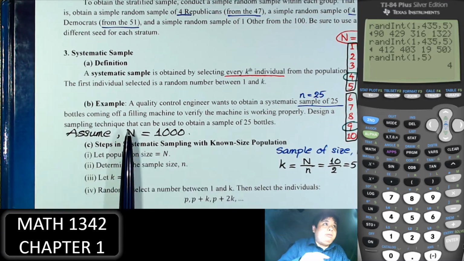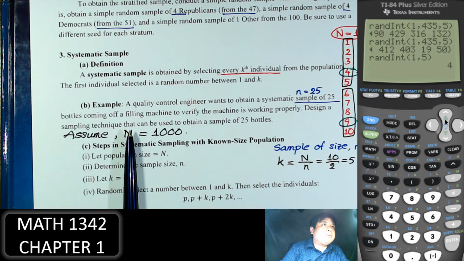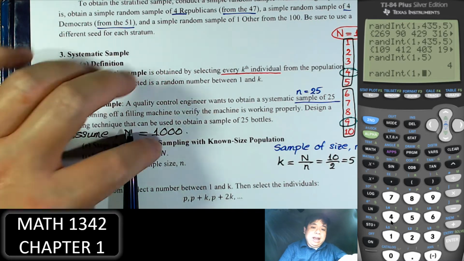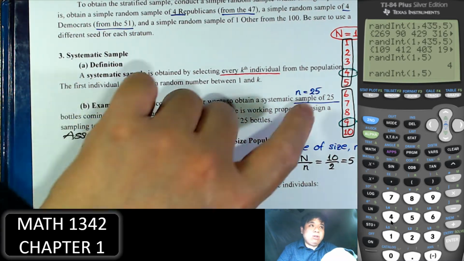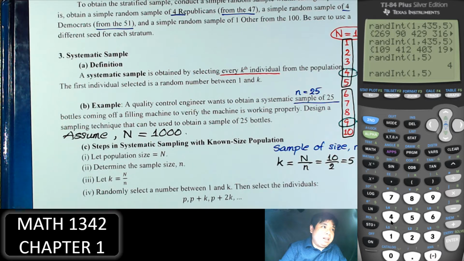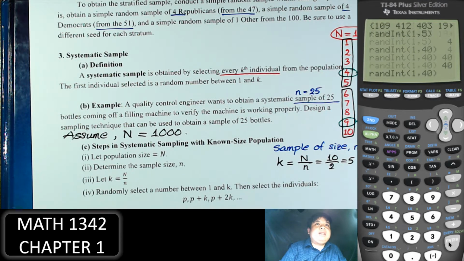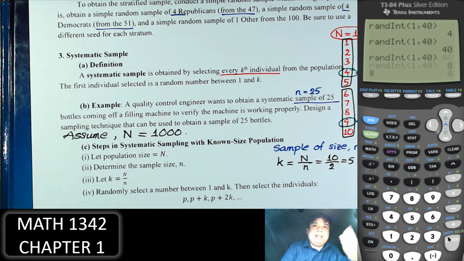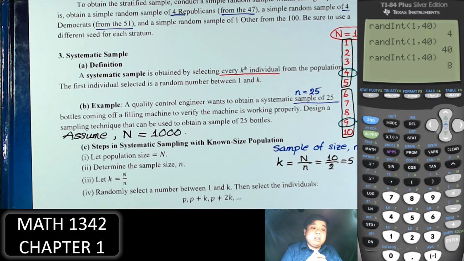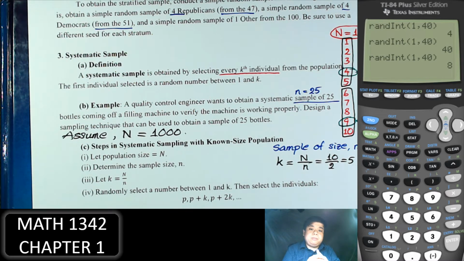So let's say from 1 to 40, k is big N divided by little n. Big N is 1,000 divided by little n, 25. So k is 40. And then we randomly pick a number from 1 to 40. Let's say we get 8. Right, so 8 will be the first bottle. And then we plus 40 to it. So we're going to pick 8, 48, 88, and so on. So that is a systematic sample.